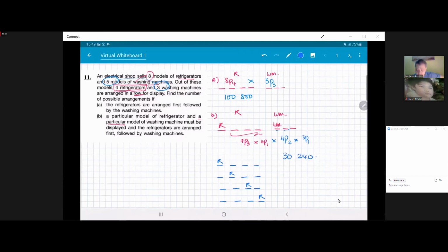why is it 4P2? Because for the refrigerator you've got 5, but a particular model of washing machine must be displayed. So 5 minus 1 is 4. Empty space got 2, so 4P2. You get it? Got 5 washing machines, 1 displayed, left 4. Empty space got 2, so 4P2. Okay or not? Are you clear?